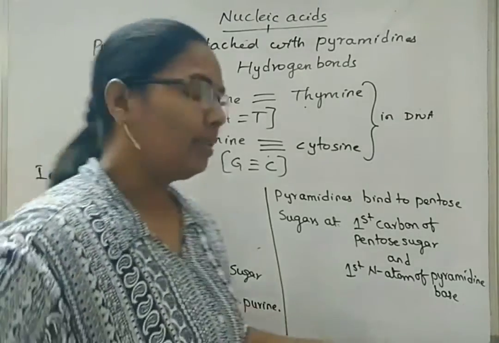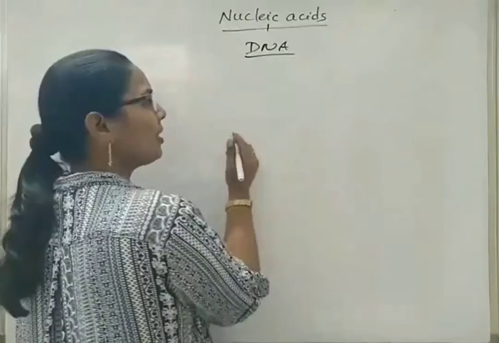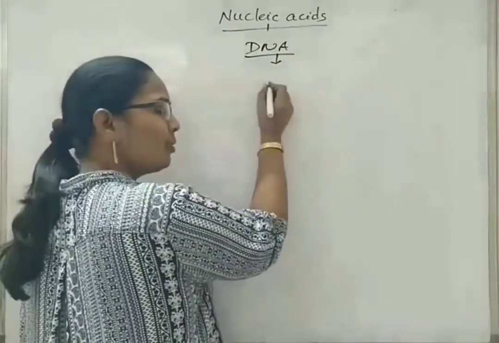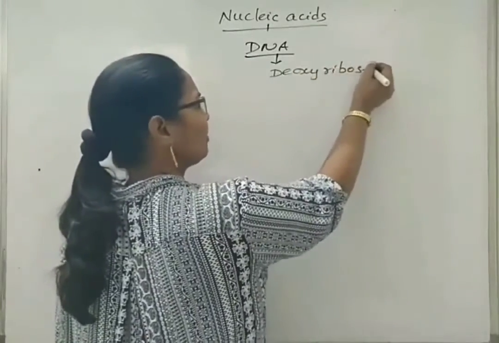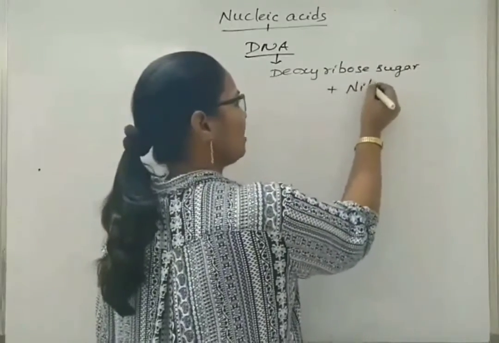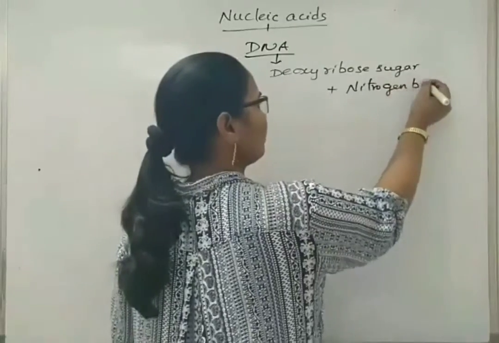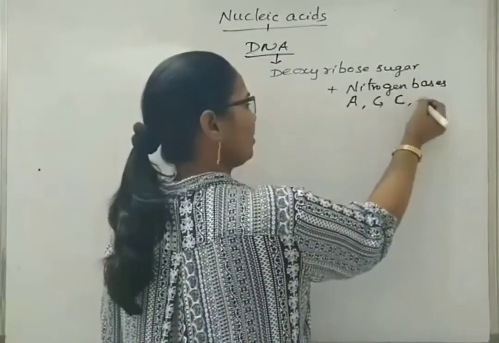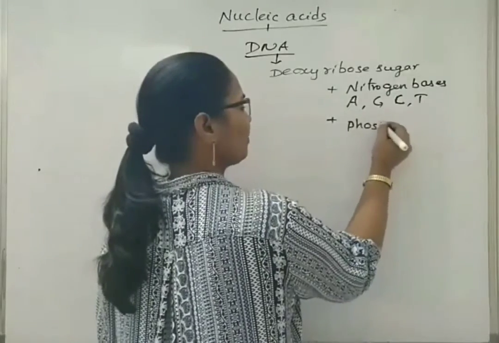We'll see one example of a diagrammatic representation or biochemical structure of a nucleotide of DNA. Then what are the biochemical structures present in a nucleotide of DNA? One is deoxyribose sugar plus nitrogen base. What are the nitrogen bases in DNA? Adenine, guanine, cytosine and thymine. Next, a phosphate molecule.